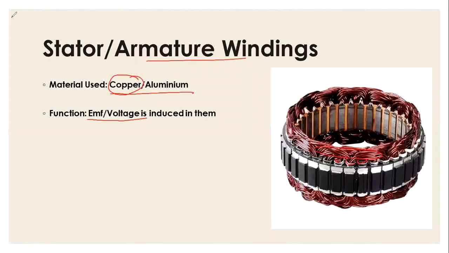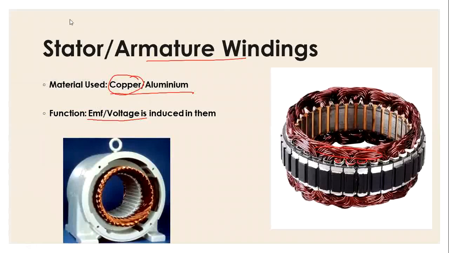Now if I show you the whole assembly, it looks like this. The outermost cover, you can say, is the stator frame. Inside that we have the stator core. On that we are going to place the stator windings. So this is all about the stator. Now let's see about the rotor.